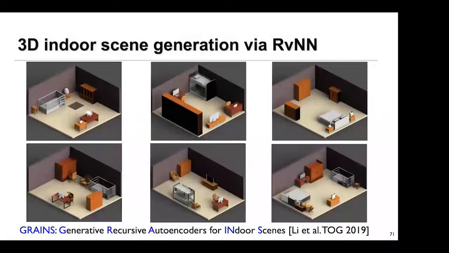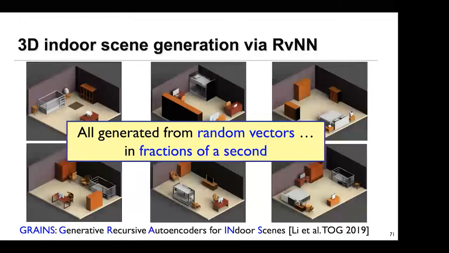And after that, we extended this RvNN to indoor scenes, right, where the components are going to be 3D objects, and they have these relations that can be learned and applied in this RvNN framework to generate indoor scene layouts as the ones that you see here in this image. And all of these scenes were generated from random vectors in a very short time, fractions of a second. So you're actually able to generate a lot of indoor scene layouts.